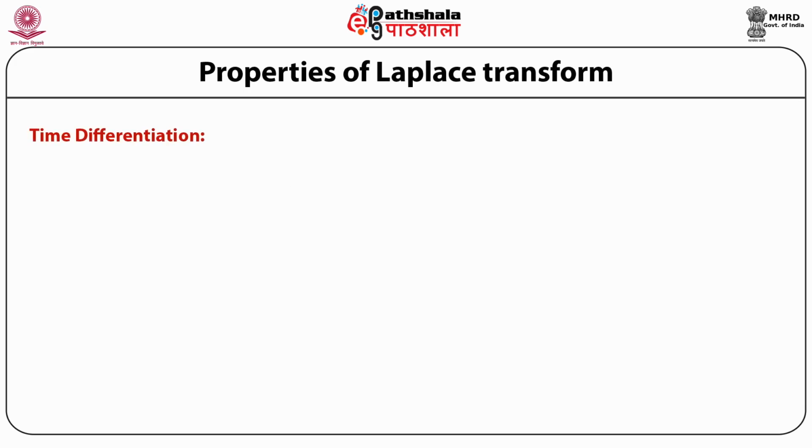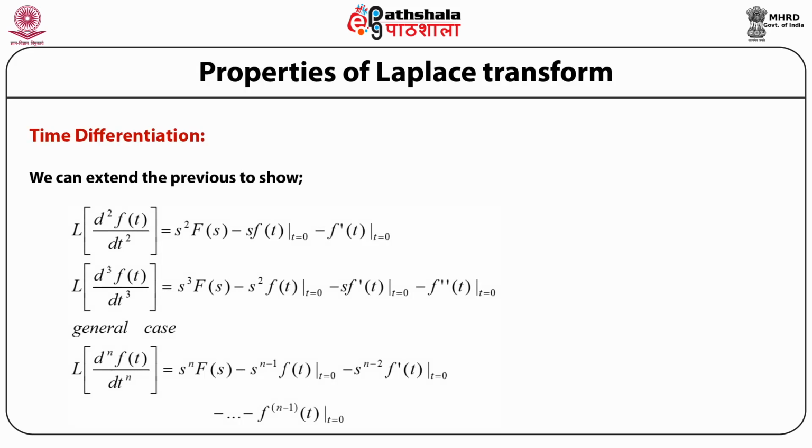What we are going to see here is how to extend the result we have learned before. That means we want to do L of the second differential, L of the third differential, and the nth differential. So Laplace of the second differential is equal to s square times F of s minus s into f of t at time t is equal to 0 minus f dash of t at time t is equal to 0, and you have to just continue it.